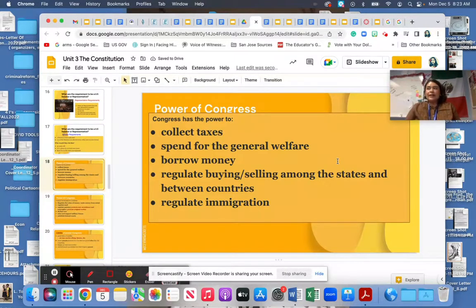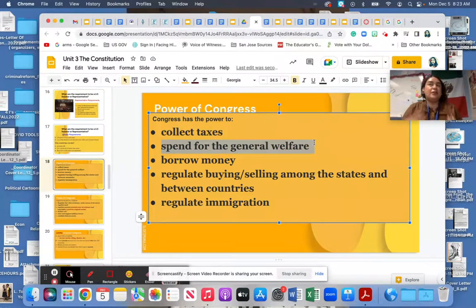Powers of Congress. So what is the power that people in Congress have? Well, they have the power to collect taxes. They have the power to spend for the general welfare. So think about when we get these stimulus checks, when we get these checks like welfare, like WIC, which is a funding for pregnant ladies, school funding, public school funding, public transportation, right? This has all to do with Congress. They have the power to borrow money, collect taxes. They regulate the buying or selling among the states between countries. So they make sure that that business is regulated, and they regulate immigration.